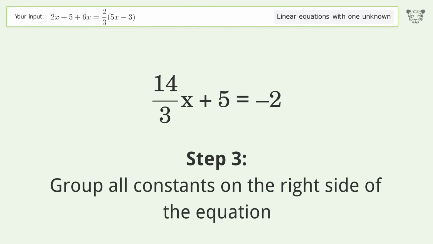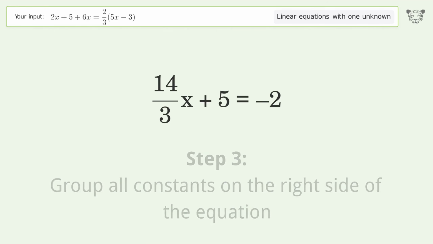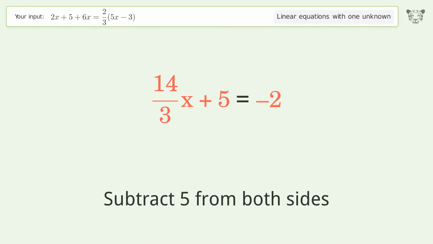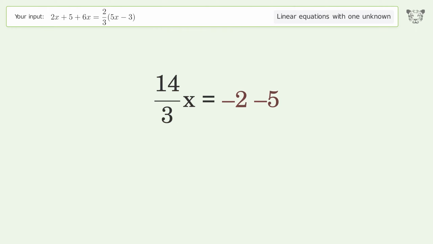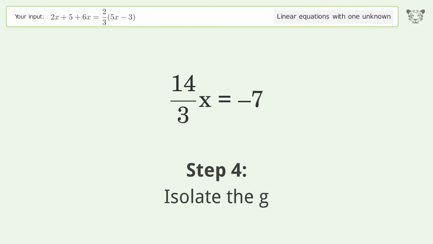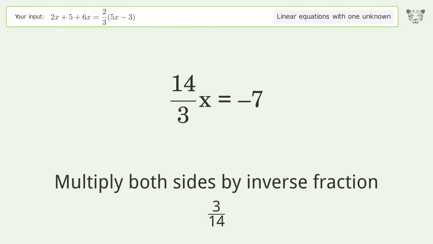Group all constants on the right side of the equation. Subtract 5 from both sides. Simplify the arithmetic. Isolate the x. Multiply both sides by inverse fraction 3/14.